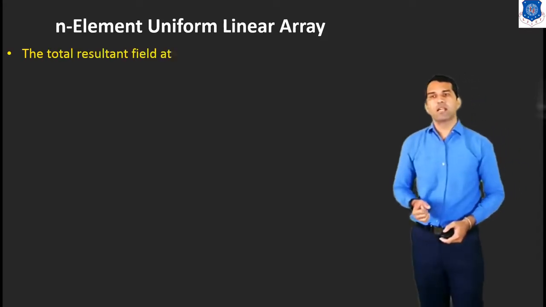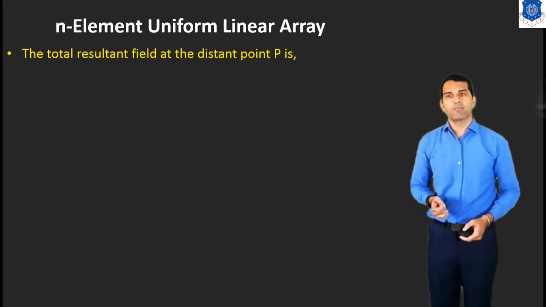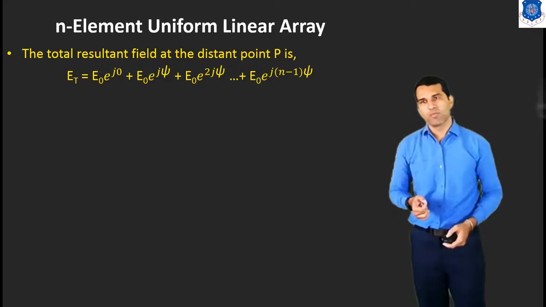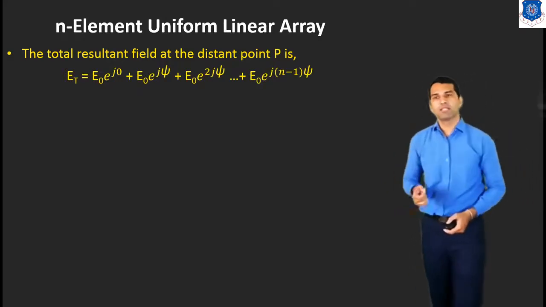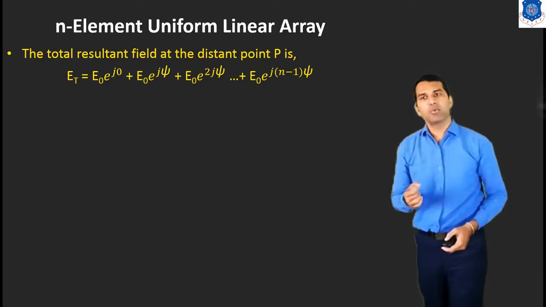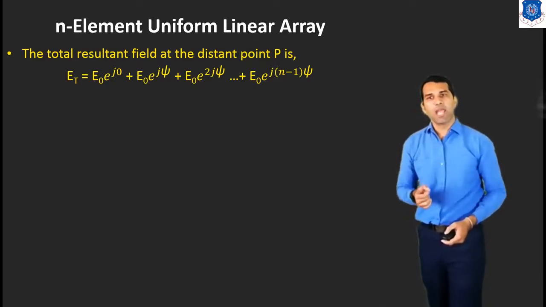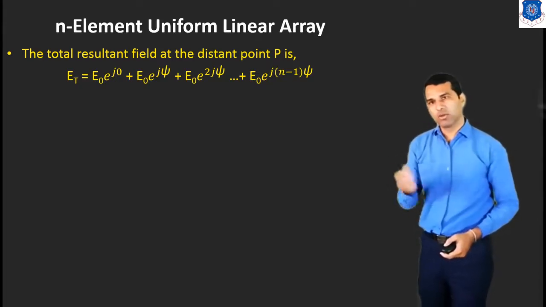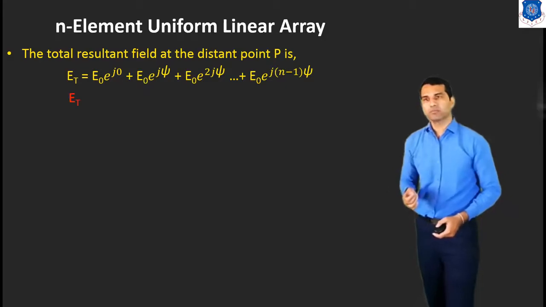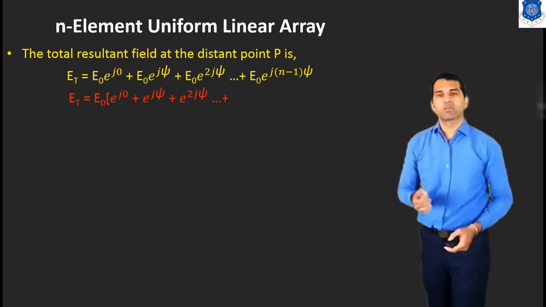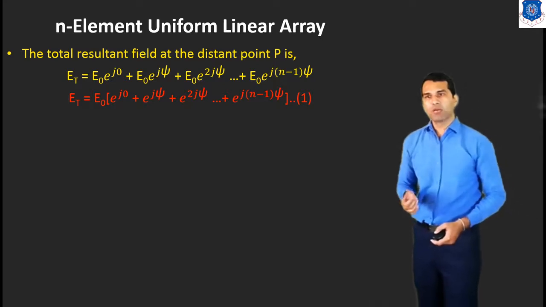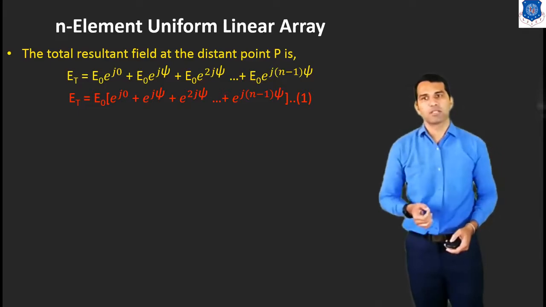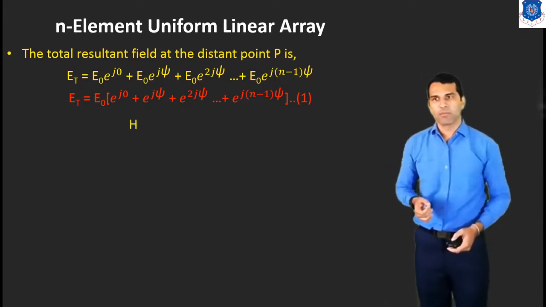So the total resultant field at the distant point P we can write as Et is equal to E0 e raised to j0 plus E0 e raised to j psi plus E0 e raised to 2j psi, up to E0 e raised to j(n minus 1) psi. We can write Et is equal to E1 plus E2 and so on; here we have written n terms. Now we take E0 common from this equation, so the equation becomes Et is equal to E0 times (e raised to j0 plus e raised to j psi plus e raised to 2j psi, up to e raised to j(n minus 1) psi).